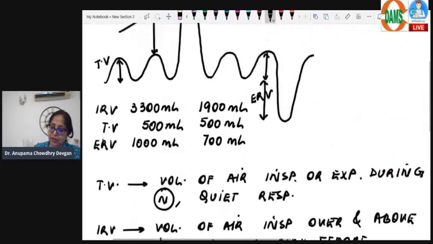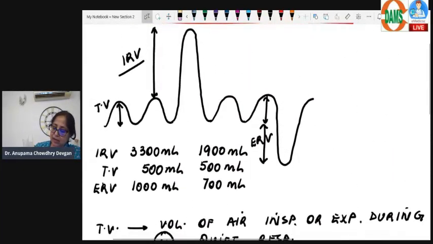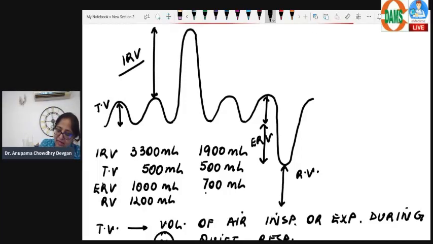So that means if you look at this over here, this becomes the residual volume, right? Volume of air which remains in the lungs at the end of a maximum expiration, that is known as the residual volume. And how much is the residual volume? This is 1200 ml in males and 1100 ml in females.